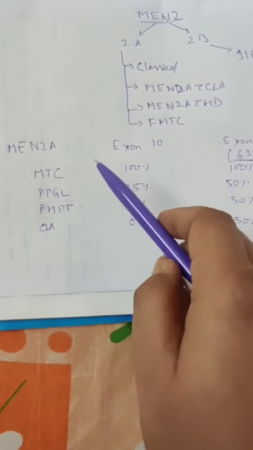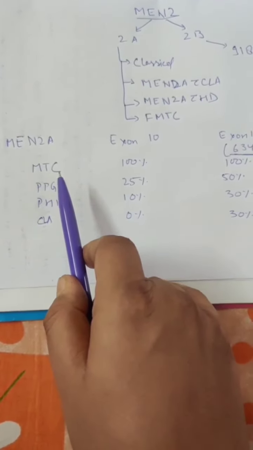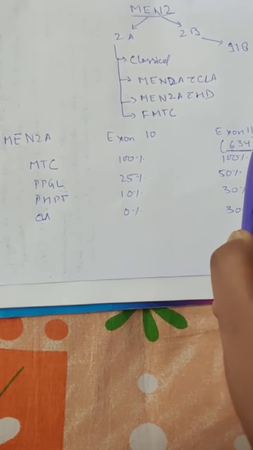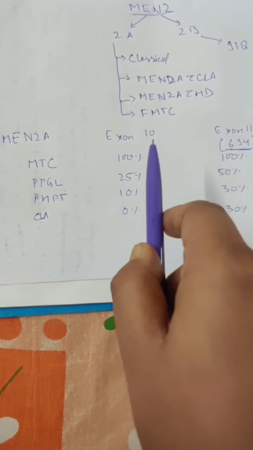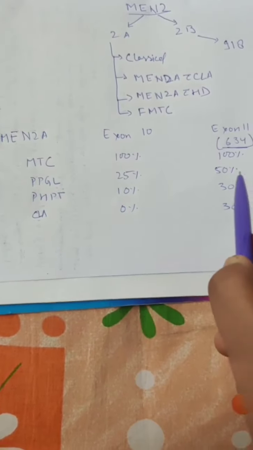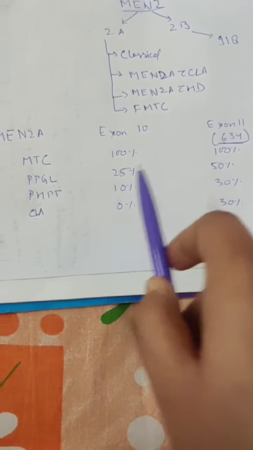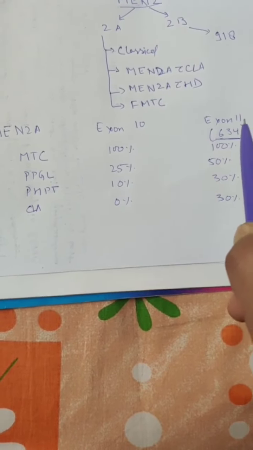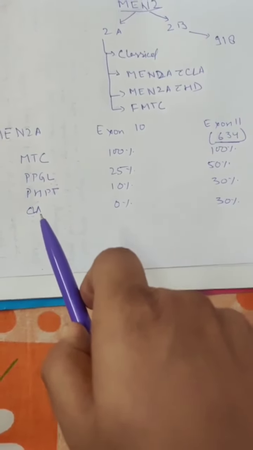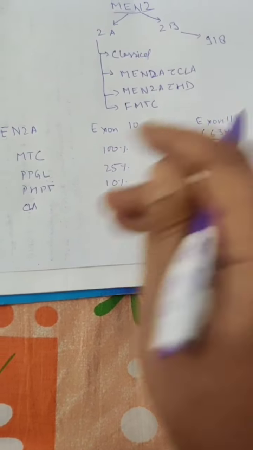The principal diseases which can occur in MEN2A are medullary thyroid cancer, with 100% penetrance in both, and pheochromocytoma paraganglioma, 25% associated with exon 10 and 50% associated with exon 11 codon 634. PHPT is also associated mostly with exon 11 and 634, and cutaneous lichen amyloidosis is associated with exon 11 or codon 634 mutation.